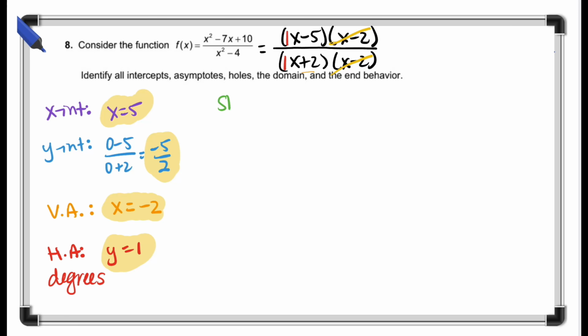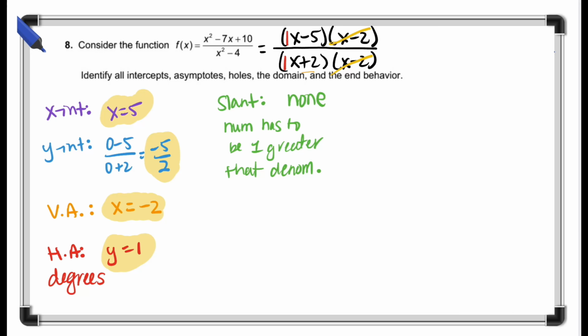Now we're going to figure out what our slant asymptote is. For a slant asymptote, the degree of your numerator has to be exactly 1 greater than the denominator. In this case, we don't have that because they are even steven, so this has no slant asymptote.